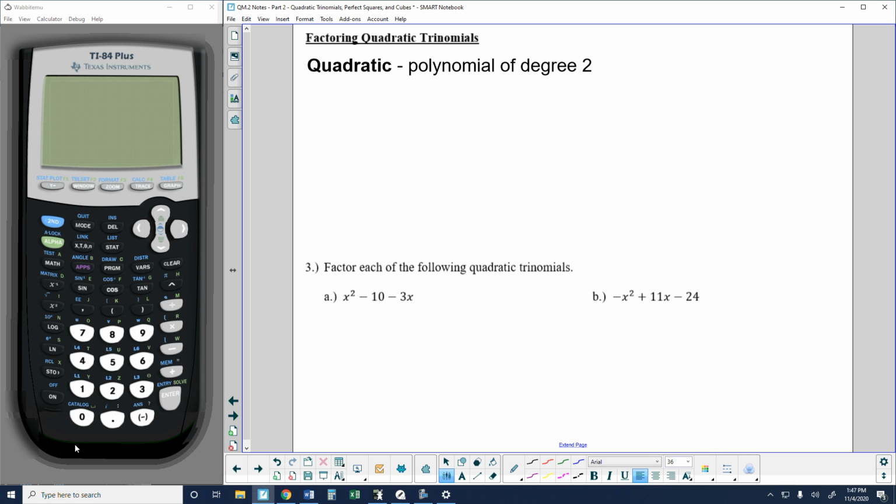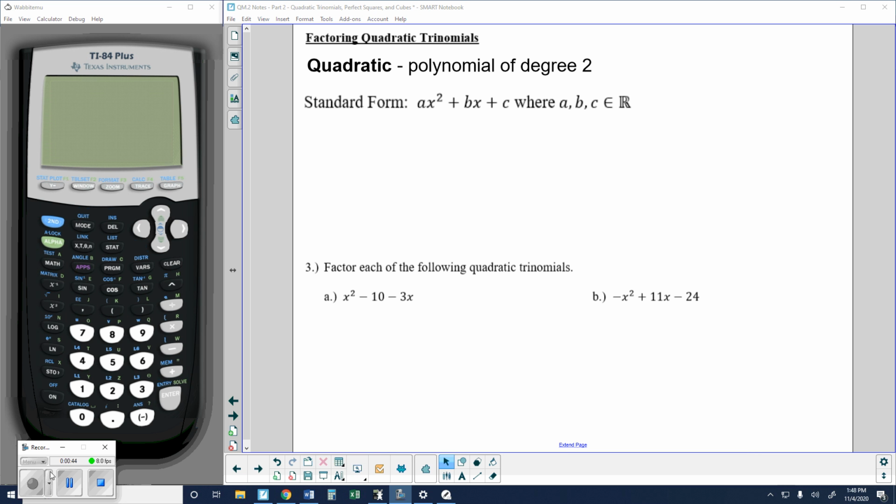Quadratic trinomials are definitely something that you should be familiar with from Algebra 1. Quadratics are any polynomial that are of degree 2. So we can see that in 3a, this x has a highest power of 2. This x has the highest power of 2. They're trinomials because there are 3 terms. So these are what we call quadratic trinomials.